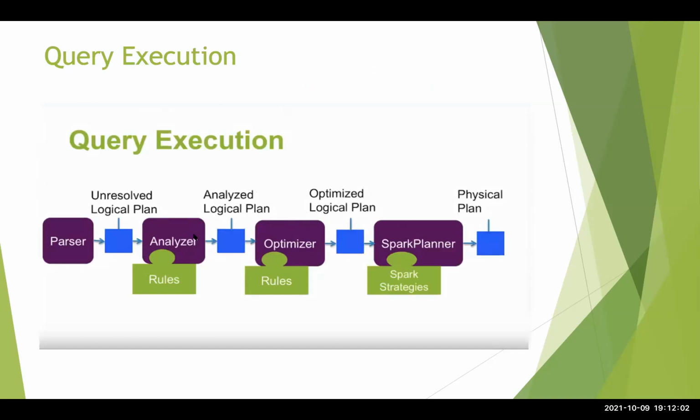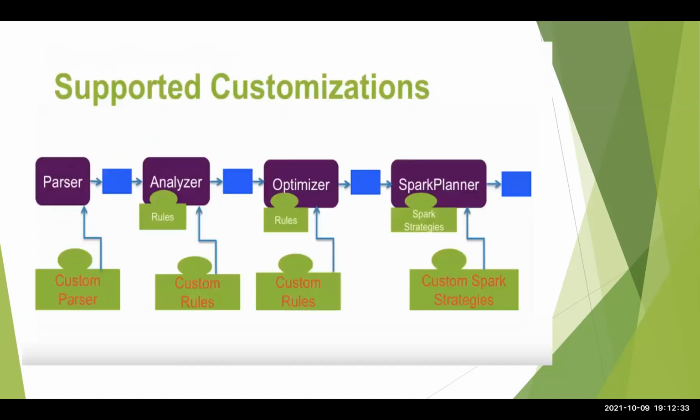Same diagram in a different view, in a different coloring. Your parser, unresolved logical plan, analyzer. The unresolved logical plan goes to the analyzer, some rules get applied, and it converts into the analyzed logical plan. Then it goes to the optimizer, some rules are applied, and it converts into the optimized logical plan. Then it goes to the Spark planner, Spark strategies, and the rules are applied. Then it gets converted into the physical plan, right?